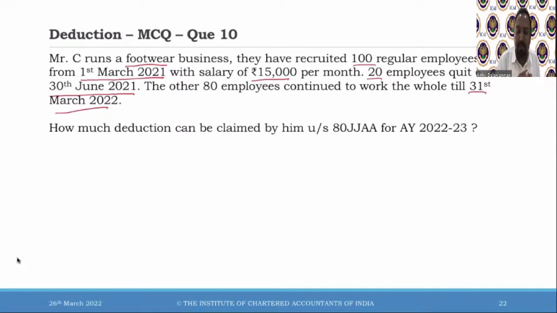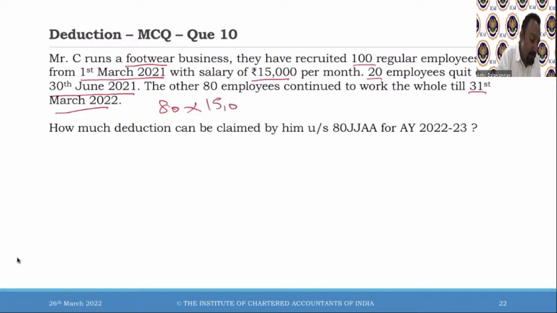Some of you have questioned this: what about the subsequent year? In the subsequent year, they should have worked 150 days or 240 days or more. So what happens now is that this deduction is eligible only for 80 employees, because only 80 employees have worked more than 150 days in the subsequent year. So 80 employees into the salary becomes very critical.